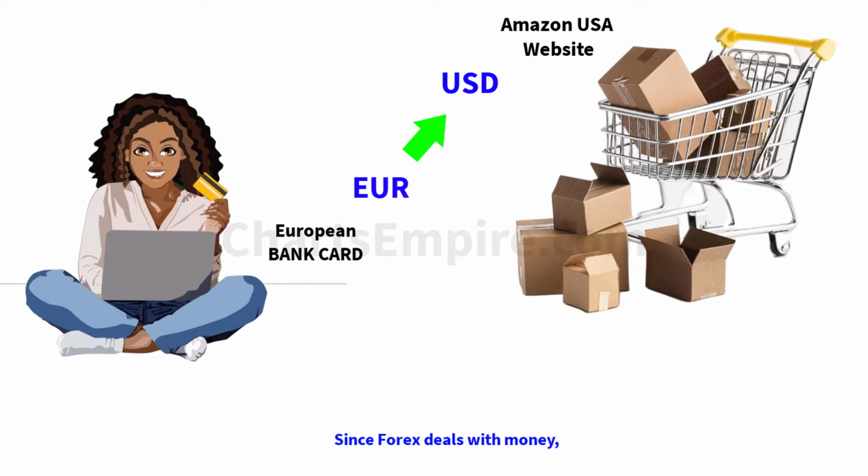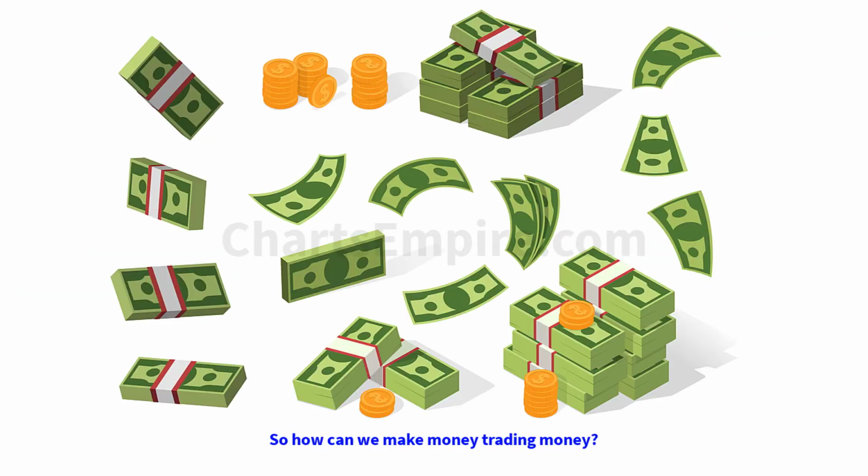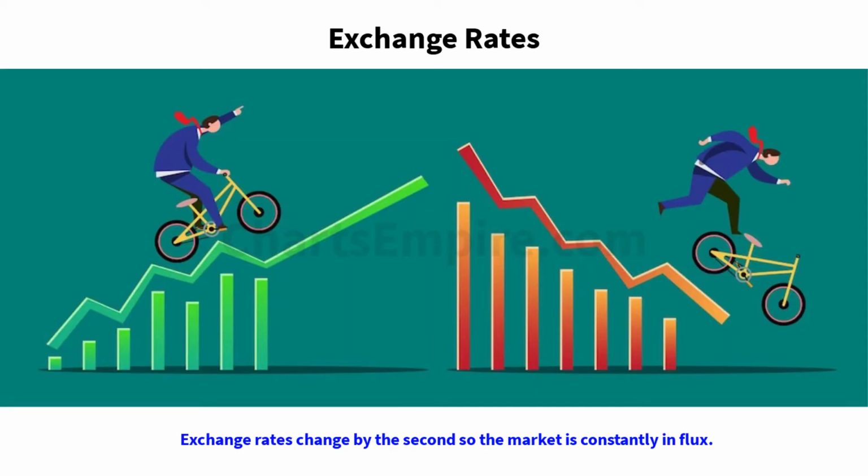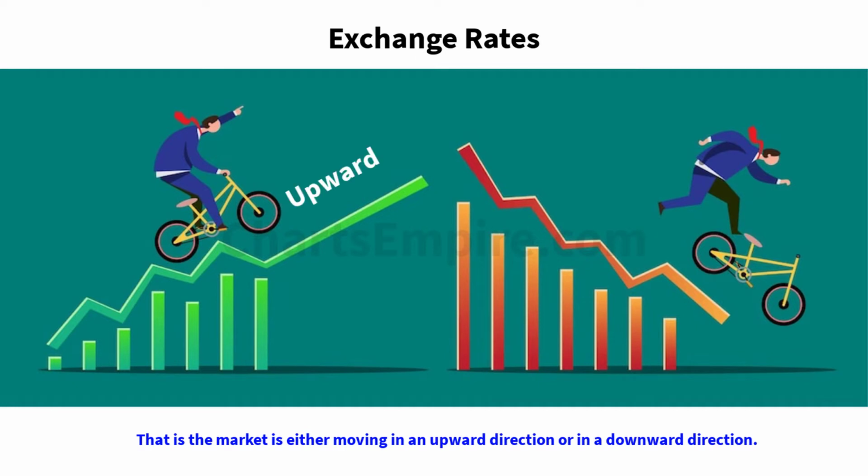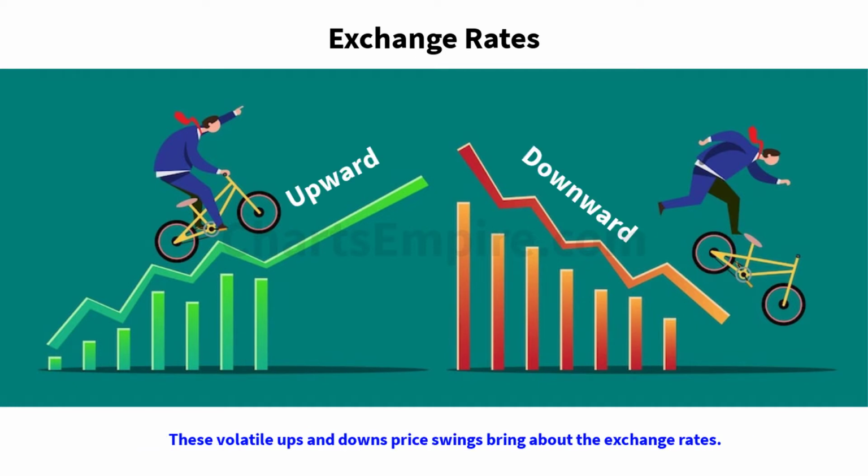Since Forex deals with money, how can we make money trading money? Exchange rates change by the second, so the market is constantly in flux. That is, the market is either moving in an upward direction or in a downward direction. These volatile ups and downs, or price swings, bring about the exchange rates. These exchange rates are what create opportunities for investors and traders to make money in the market.